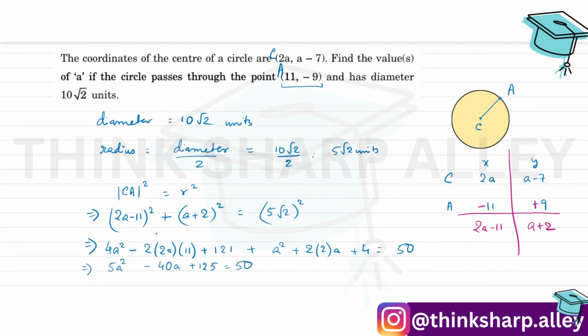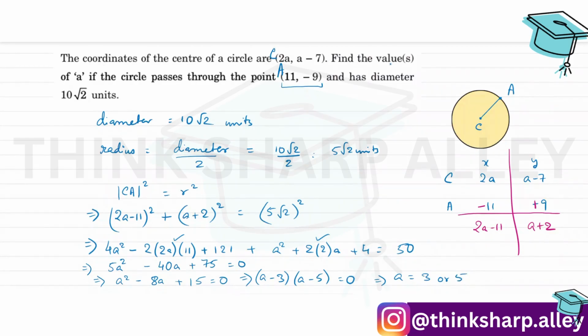Right? Now let's just do the calculation. After adding these two, I got minus 40A. 121 plus 4 gives me 125 equals 50. Now 50 will come to this side. 125 minus 50 gives me 75. So we get 75 equal to 0. Now throughout I can cancel by 5, right? So we have this. And now we can do middle term break to factorize. So we will get a minus 3 into a minus 5 equal to 0.